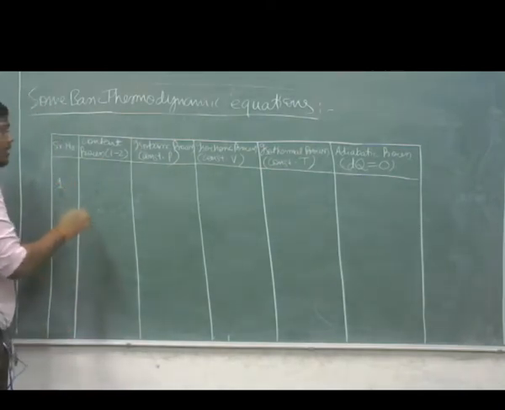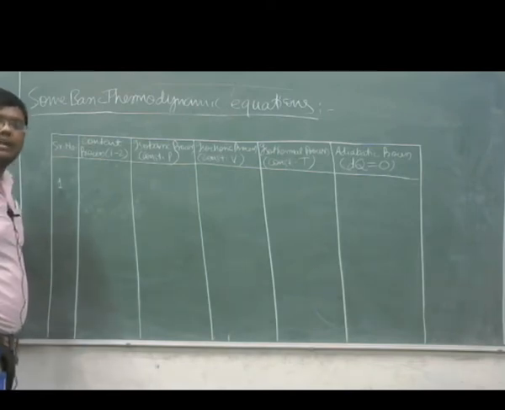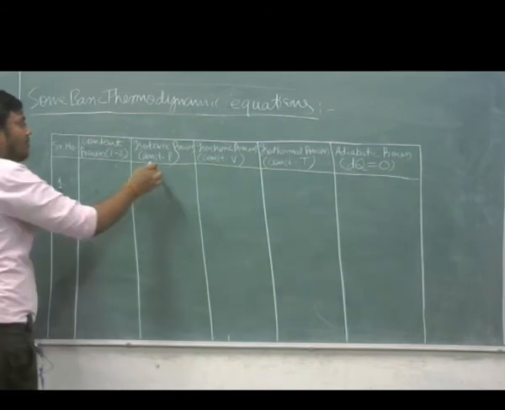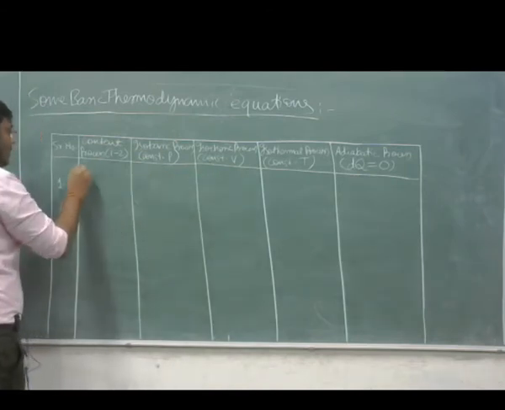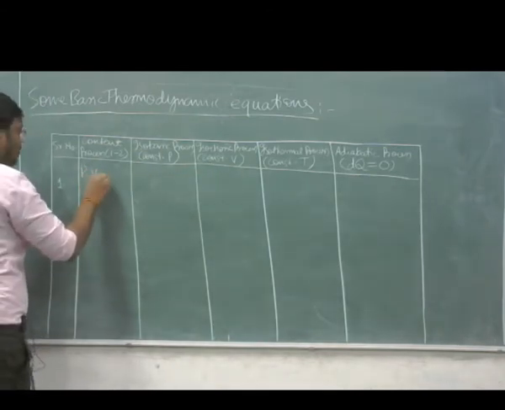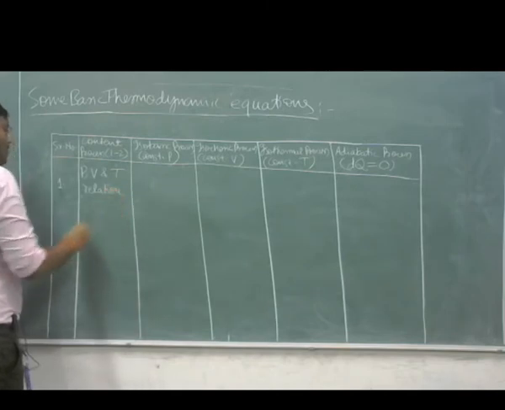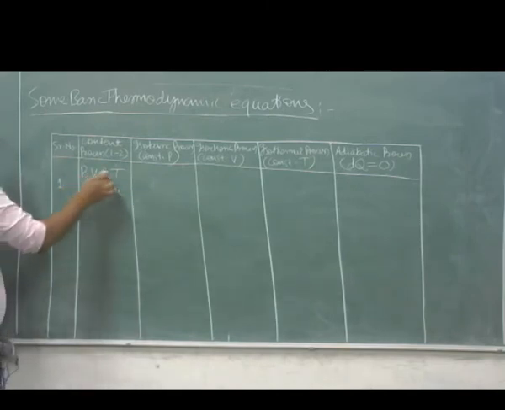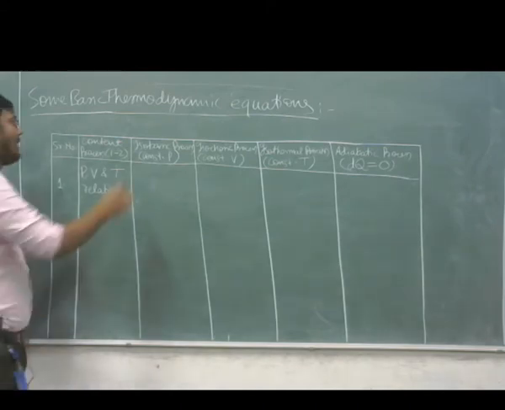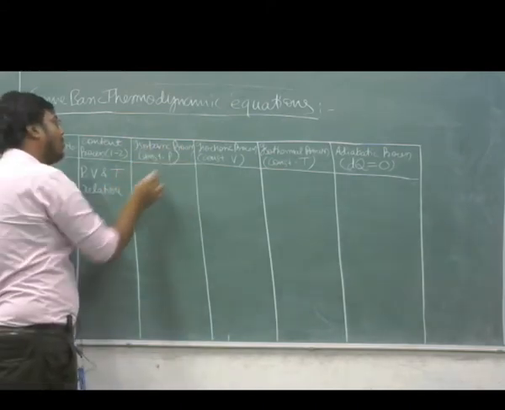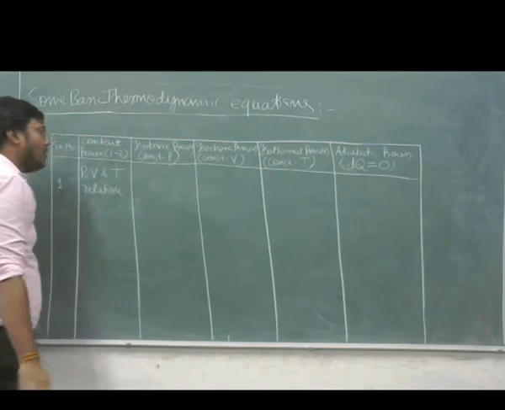First, we are going to talk about the pressure, volume, and temperature relation. What are the pressure, volume, and temperature formulas for all these processes? First we will talk about the isobaric process, or constant pressure process.